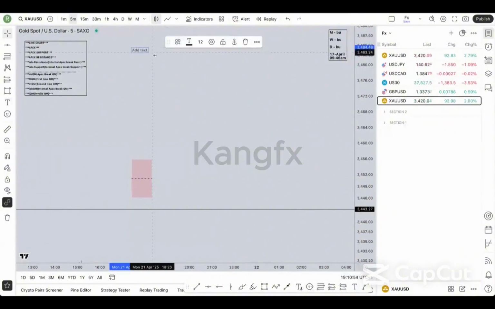We need something like, look at this, X rejects X, and Y breakout. This is it here. This is the formula we are going to use. X reject X, then Y breakout.